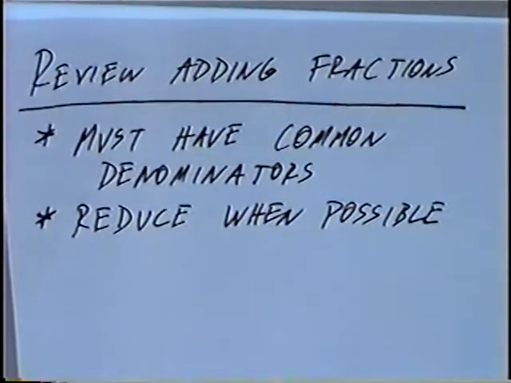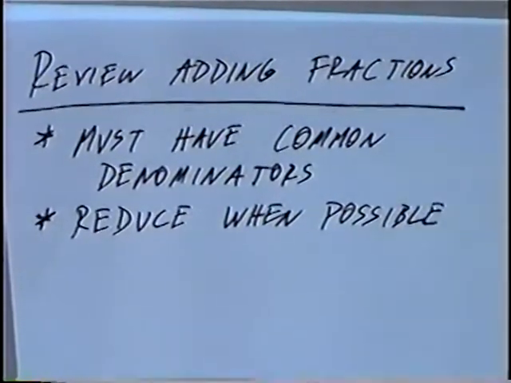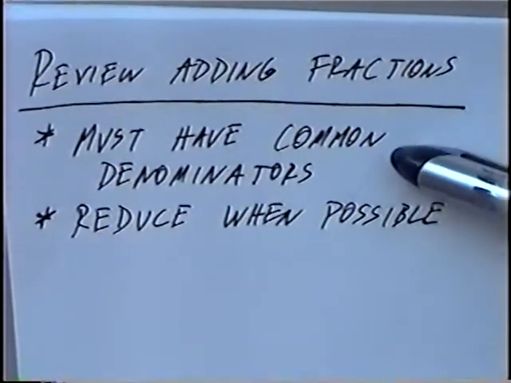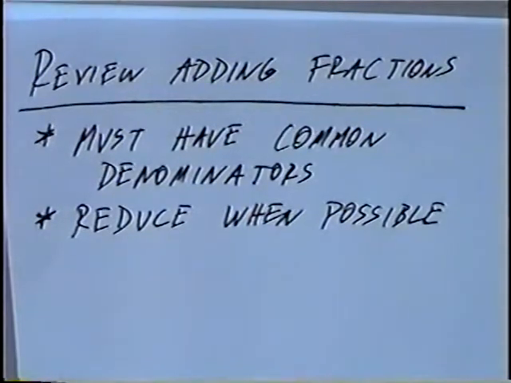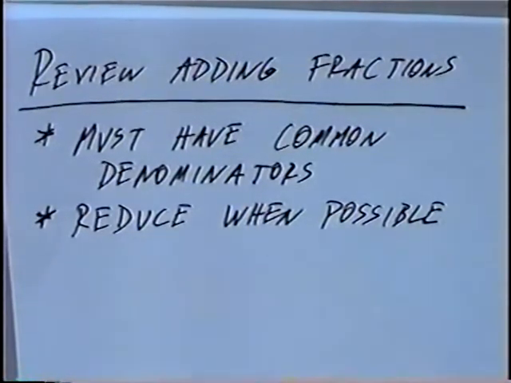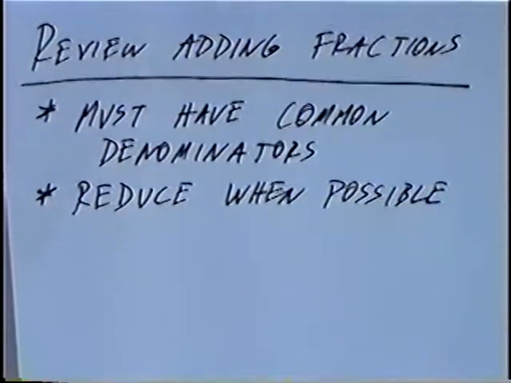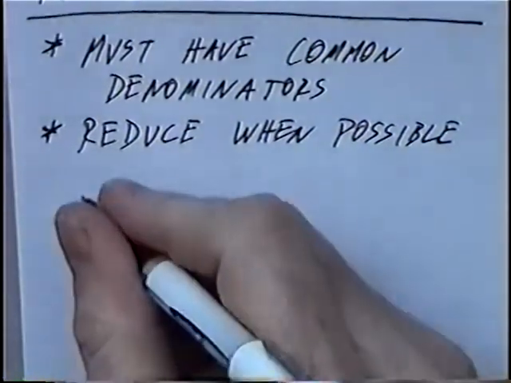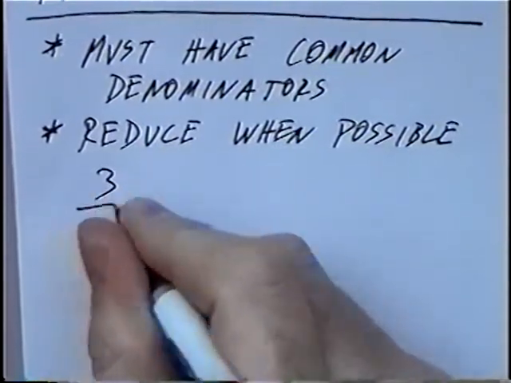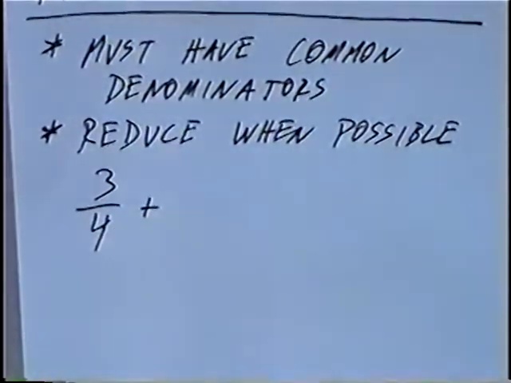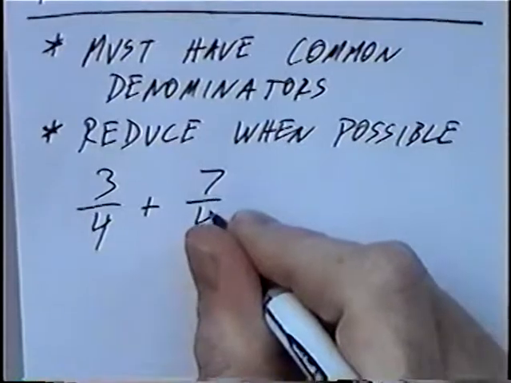When adding fractions, we have to have the same or common denominator, which means the bottom number of the fractions will both be the same. And when we add fractions, we can reduce the fractions or reduce the answer when possible. First question, and first two fractions, 3 over 4 plus 7 over 4.